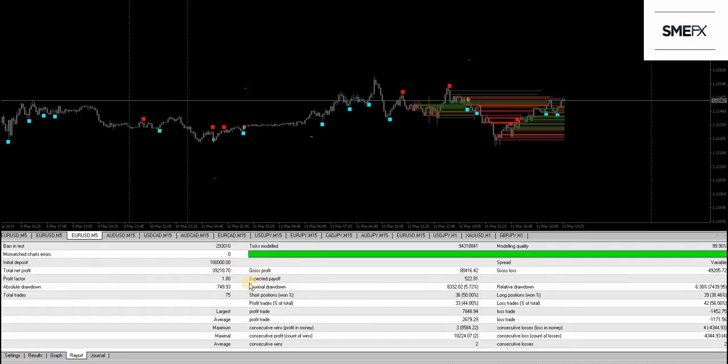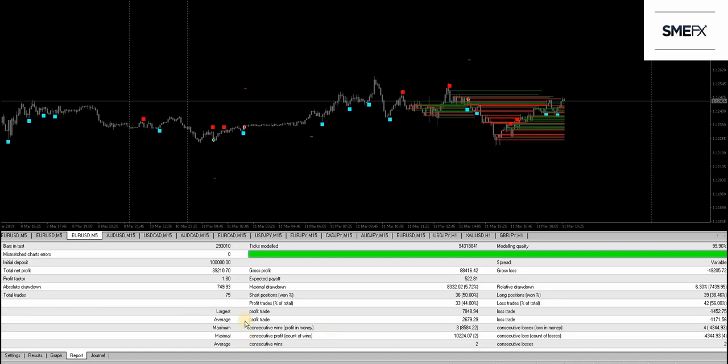Okay, so let's look at the numbers. As you can see, maximal drawdown 5.72%, total return above 39%. Win-loss ratio not very high, you see, 44%, below 50%. But as you can see, average profit trade 2,679 and average loser 1,171. This is what makes this system so great.